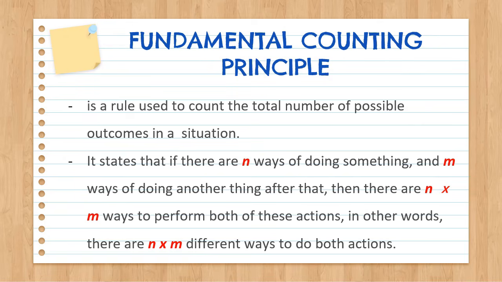In this way, you don't need to list all the possible outcomes to count the total number of outcomes. You just need to follow the rule by multiplying the number of elements of the first and second event. And the product of it is the total number of outcomes. Let's have an example to better understand this method.